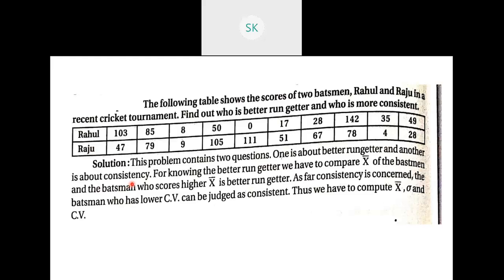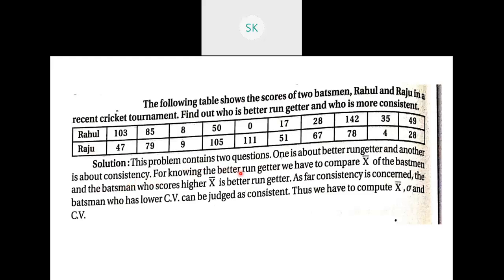If a student is able to score 70%, 90% always in tests or exams, that student is a consistent student. Similarly, out of Rahul and Raju, if they are able to score, let's say, 50 in each of the matches that they play, or if they're able to score 100 runs in each of the matches they play, then that particular person is a consistent player.